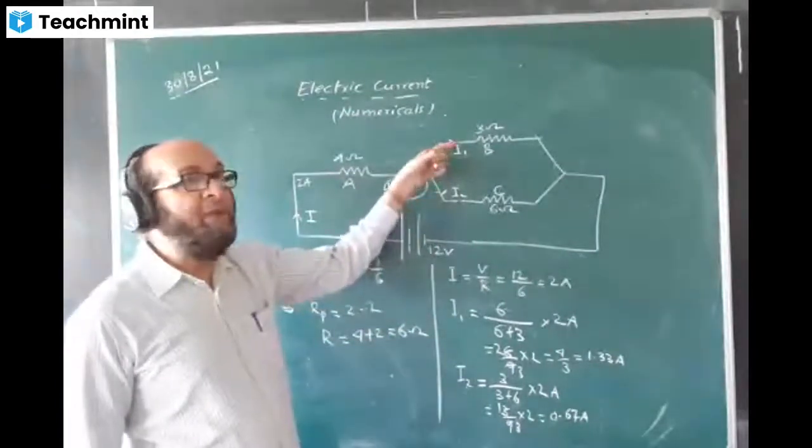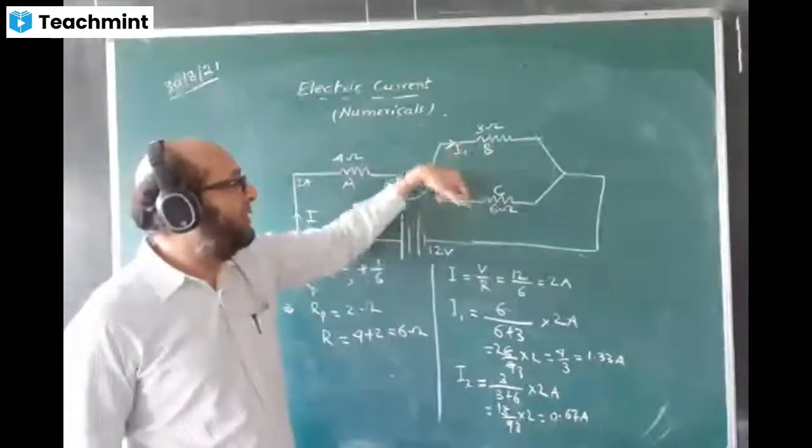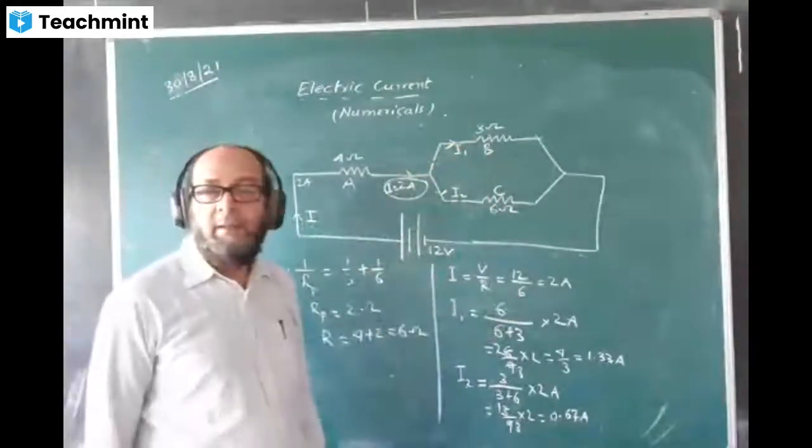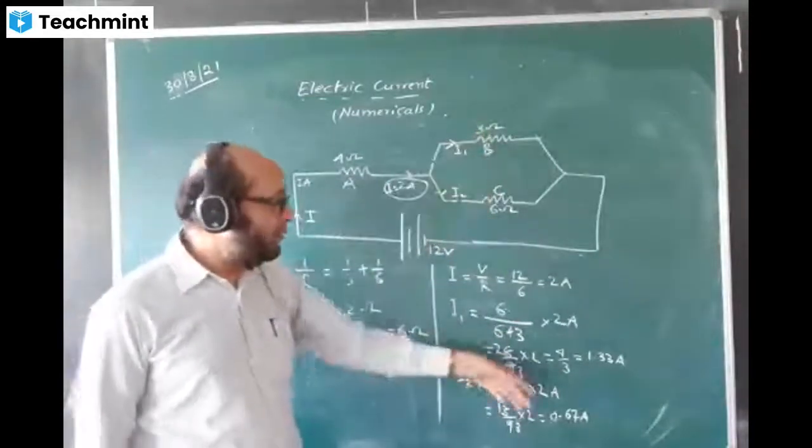To find I1, we start from the other side. I take this over the total of this, into the total current which you have to divide. To find I2, I'll start from this side: this by the total of this, into the total current. Like that.